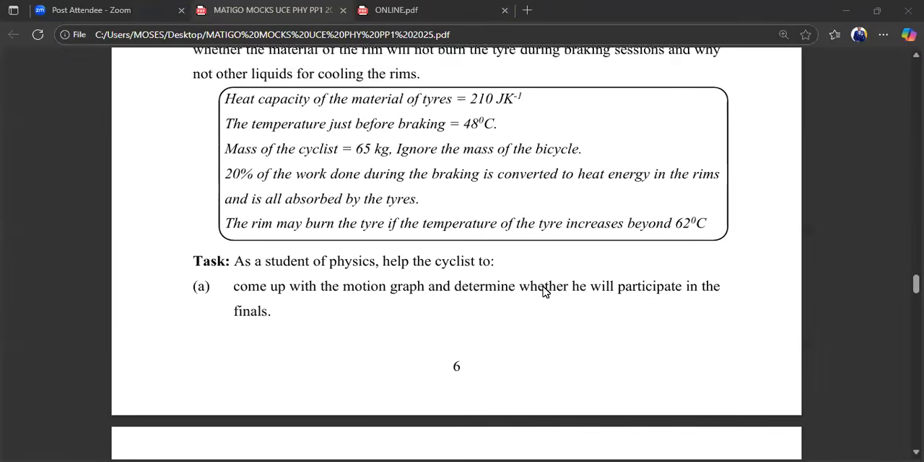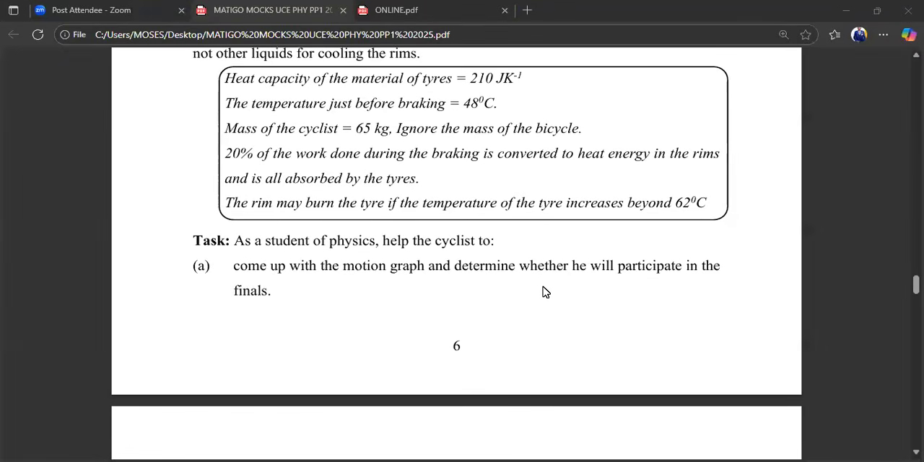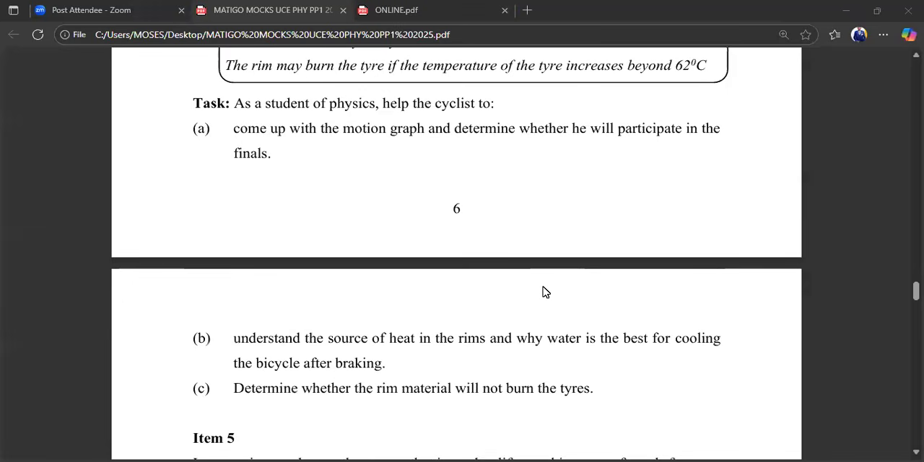So we go under the task. As a student of physics, help the cyclist to come up with the motion graph and determine whether he will participate in the finals. That is part A of the task. Then part B, understand the source of heat in the rims and why water is the best for cooling the bicycle after braking. And the last part, determine whether the rim material will not burn the tires.